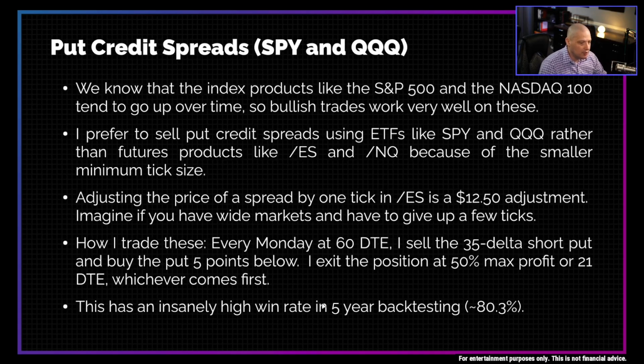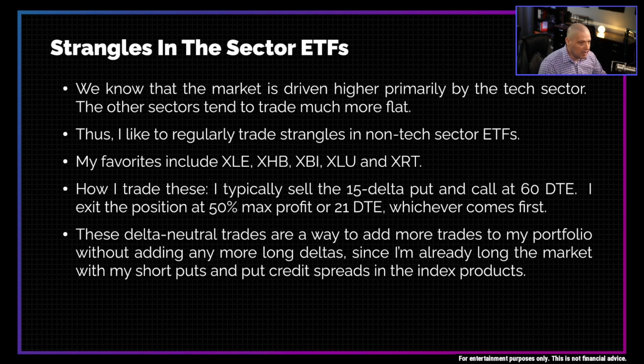And these put credit spreads, you would think they would probably have a win rate of around 65, 70, maybe 75%. They have an insanely high win rate. In the 5-year backtesting for these put credit spreads using these mechanics, they actually win about 80% of the time. So that is an exceptional win rate, very good positive expectancy. And again, once you find something that has positive expectancy, why wouldn't you do the thing over and over again? Another core strategy of mine is I like selling strangles in the sector ETFs.